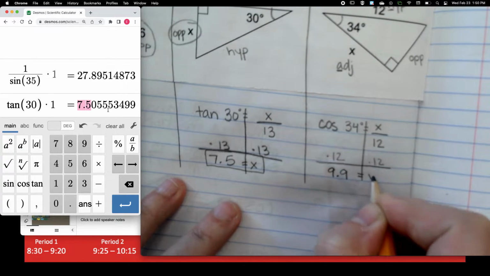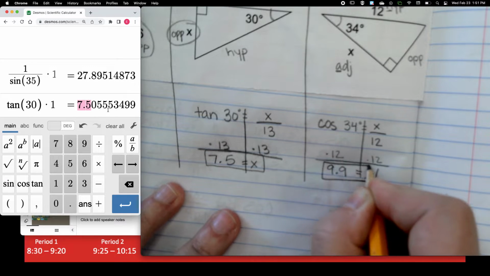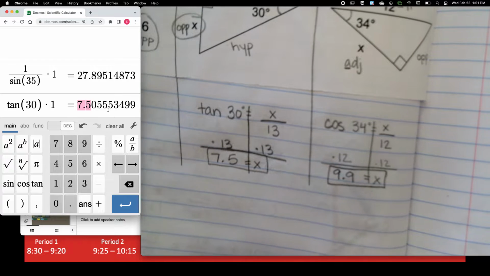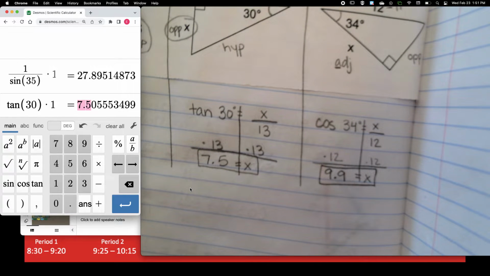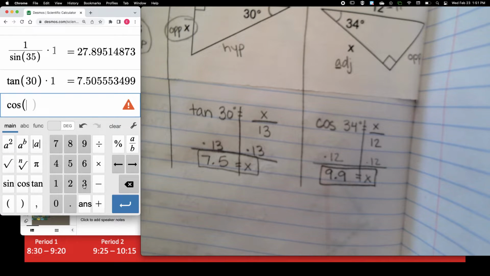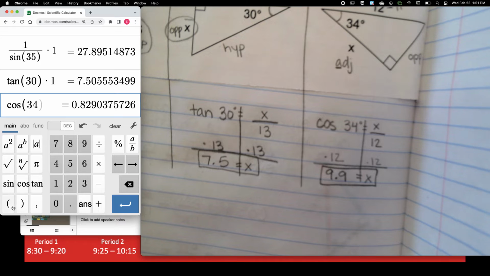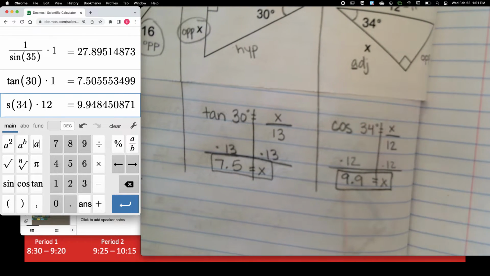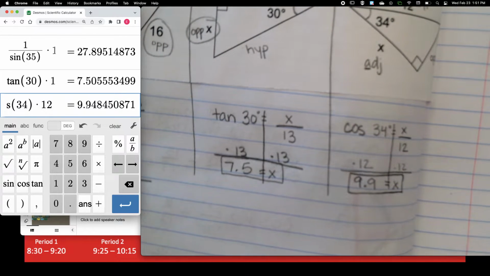Okay, I find that really hard to do on an iPhone. I know that you guys probably think I'm just saying that because I'm your teacher and I'm like, use Desmos because that's my job. But really, using Desmos is going to be the easiest way to see if you're doing it correctly. So cosine of 34, parentheses, times 12. That's going to be the easiest way to make sure that you did it right. On your calculator, it's really hard for you to see if you typed everything in correctly.